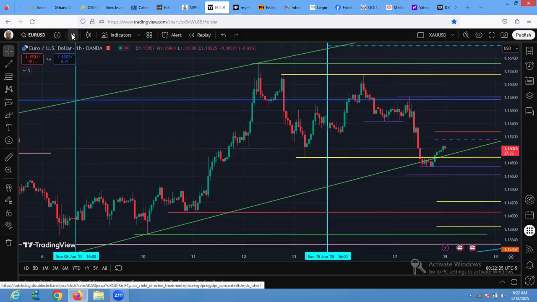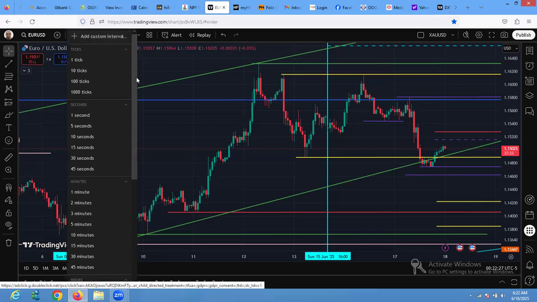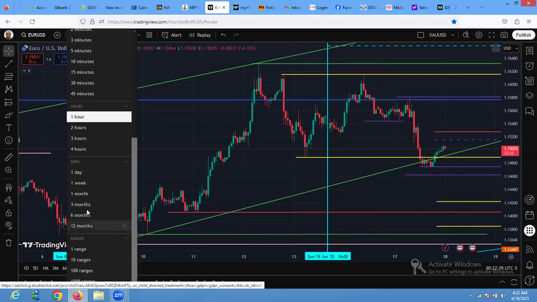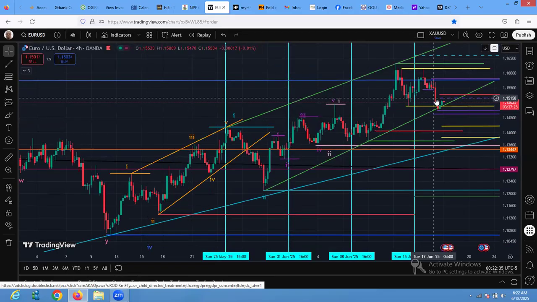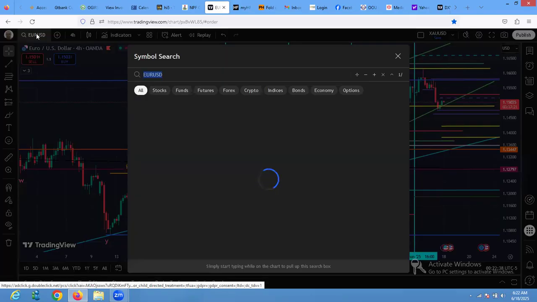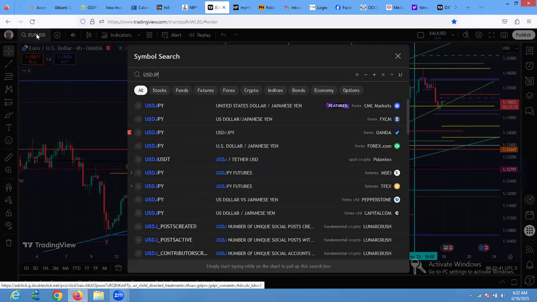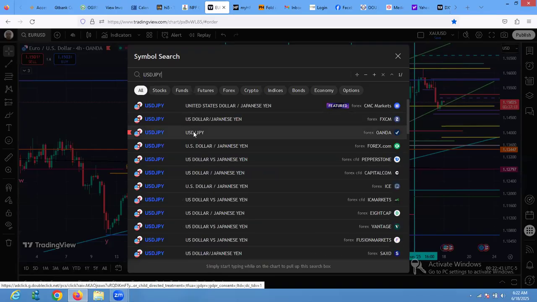So now let's quickly flip to USD JPY. USD JPY will be ready when these ones are ready. That's why I don't want to touch that entry yet, because it's a lot of stuff that they do.